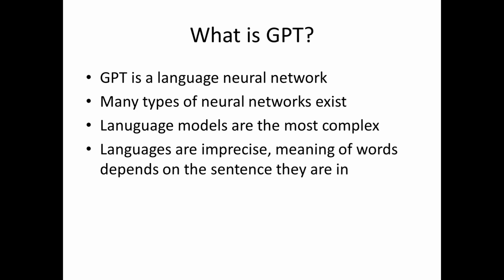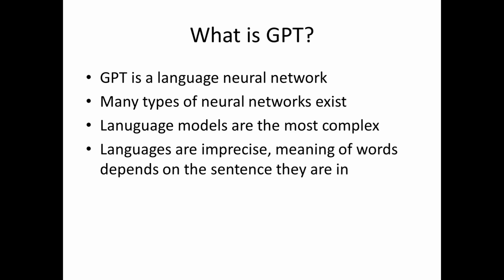So starting on GPT, what is this thing? It's a language neural network. Okay, so it's a neural network that's specifically designed to interpret human inputs and then give human-like responses, right? There's a lot of different types of neural networks. There's ones for coding and mathematics and physics. They aren't as difficult to train as language models, because dealing with language is a tough one.